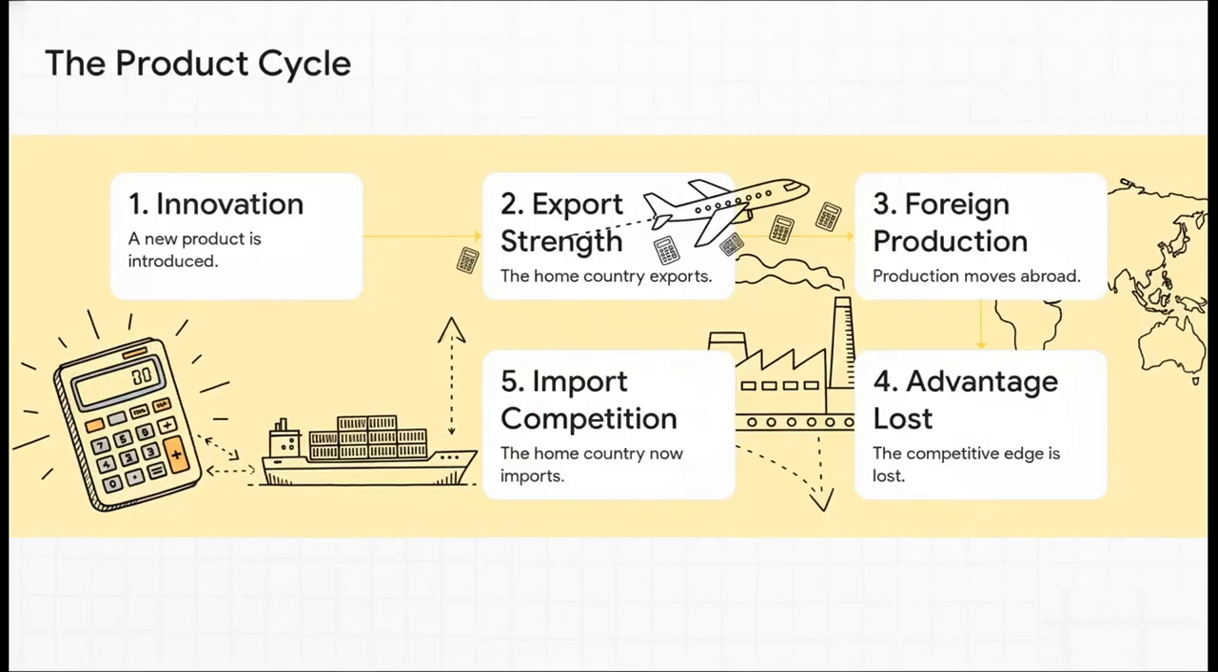And finally, there's the product cycle, which is so cool because it shows how the advantage can actually shift over time. Think about the pocket calculator. It started out as this cutting-edge American invention. The US made them and exported them. But then, as the product got standardized and easier to make, production moved overseas to cheaper places. And eventually, the cycle came full circle and the US started importing the very thing it invented.